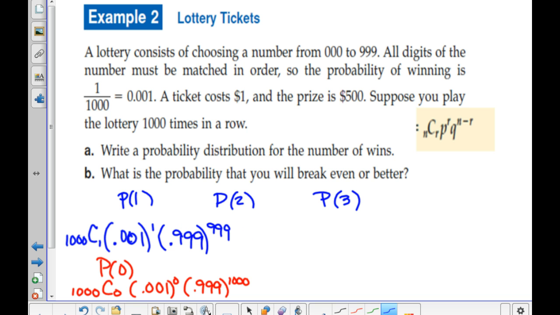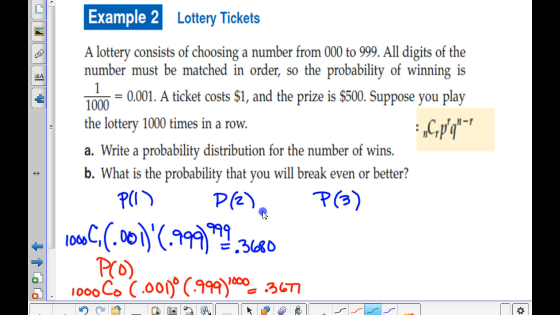Anybody get some decimals on these yet? I got one. What do you have for the boys? 368,063. Okay, that sounds like enough places. Girls, did anybody do this one?